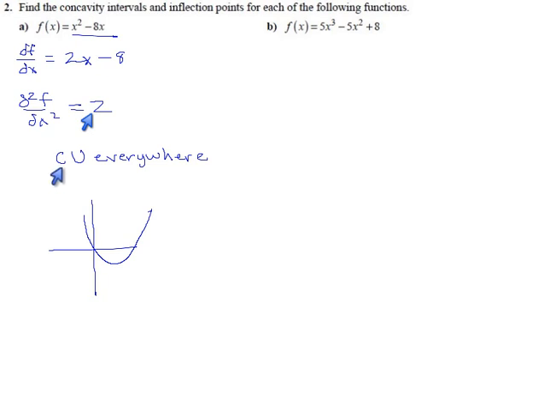So the intervals of concavity are concave up everywhere, or on, you could say, from minus infinity to infinity if you want to be rigorous about it. And inflection points, there aren't any. This thing never inflects because the second derivative never changes between positive and negative. It's positive forever. Let's see if this one puts up more of a fight.